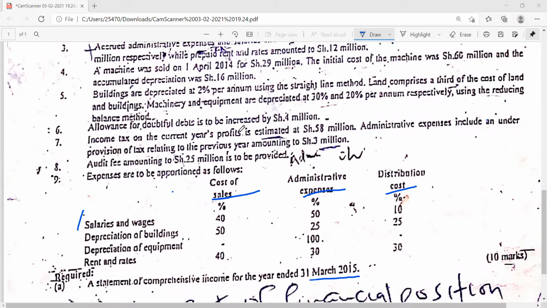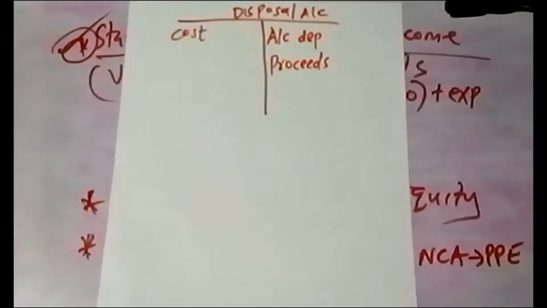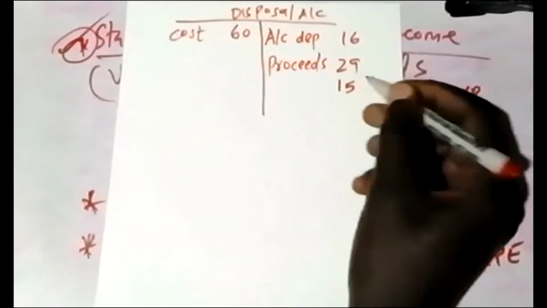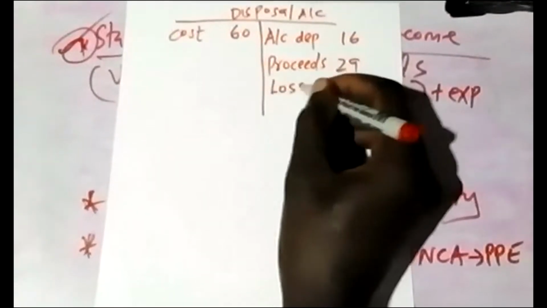29 is the proceeds. The initial cost of the machine was 60. Accumulated depreciation is 16. Let us balance our account. So we are getting 15, not 45. So that is 15 on the credit side, which means that this is a loss.